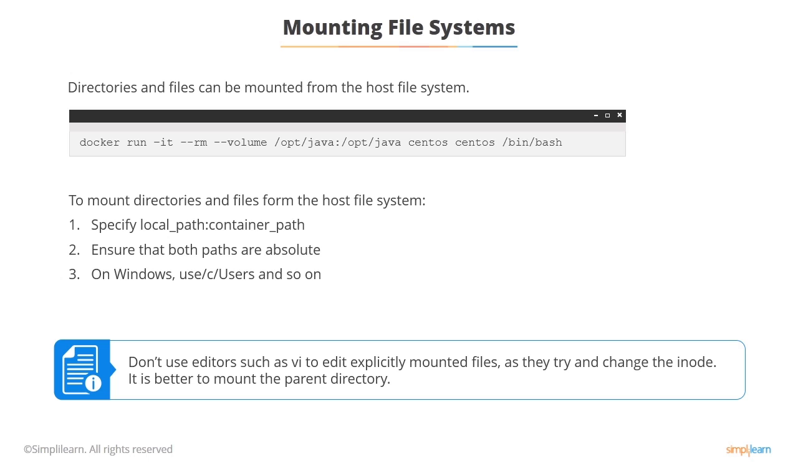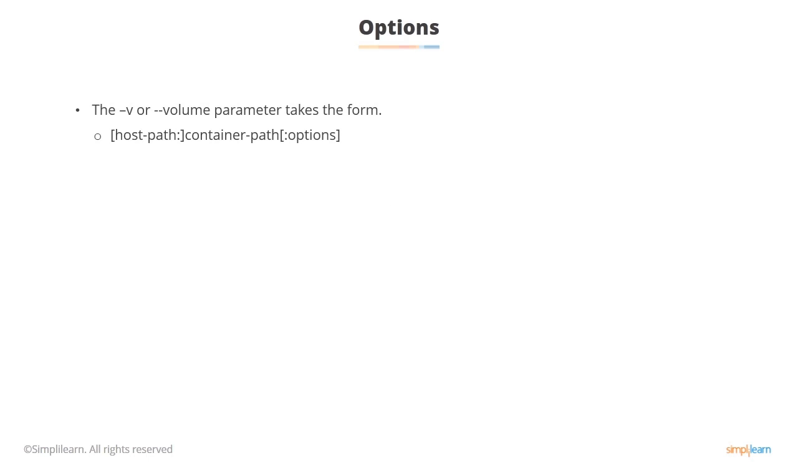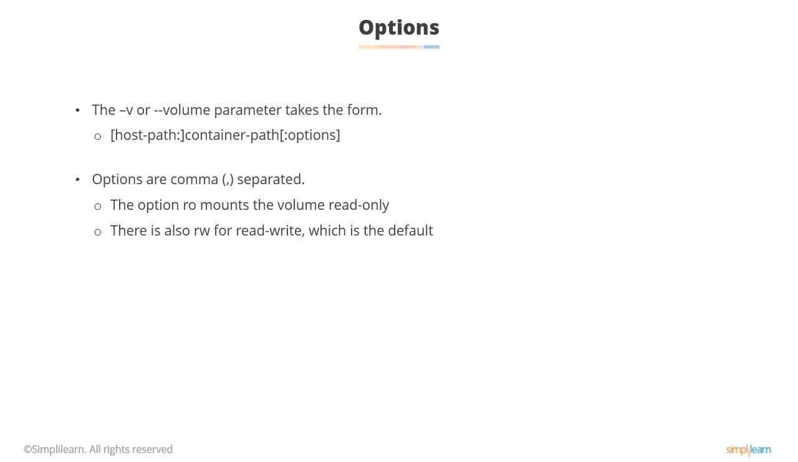We've got various options that can be specified as well with the second colon. So we've got read-only and read-write, RO and RW. There are a number of other ones available, but most of them are not very commonly used.